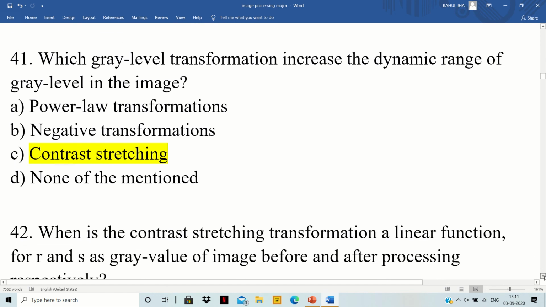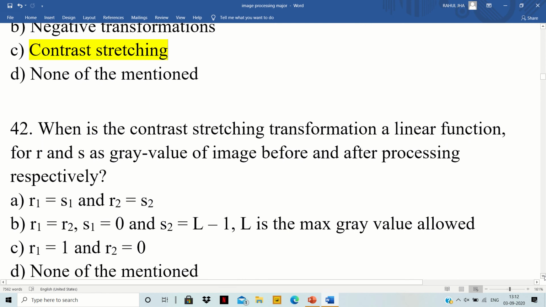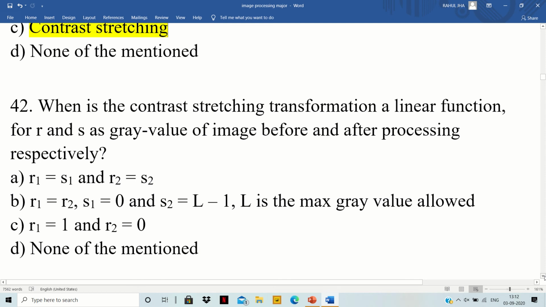When is the contrast stretching transformation a linear function for r and s as gray value of image before and after processing? Just listen to this question very carefully, because this is a very important question. It means the contrast stretching transformation will become a linear function. And what is r and s? r and s are the levels or the gray values of those images before and after processing. Before processing, it's r, and after processing, it's s. So when will it perform as a linear function?